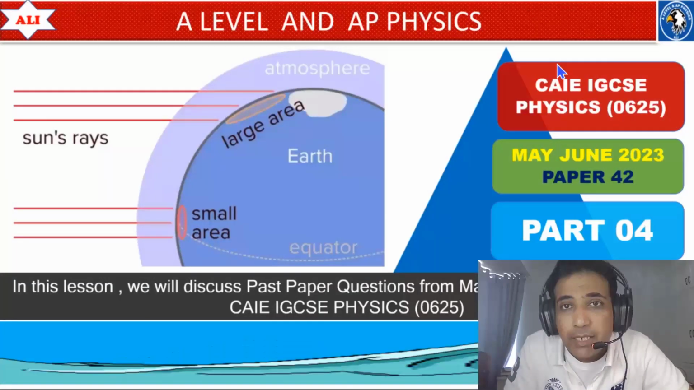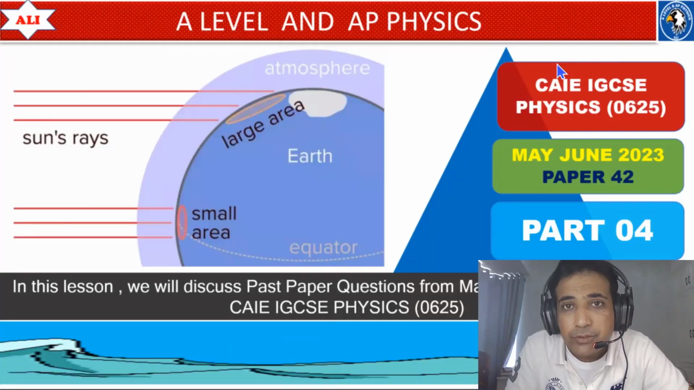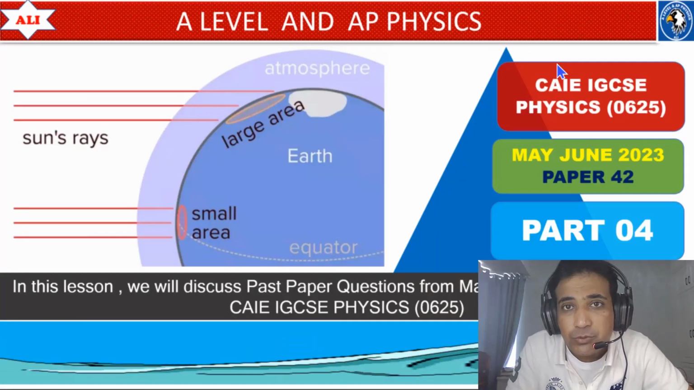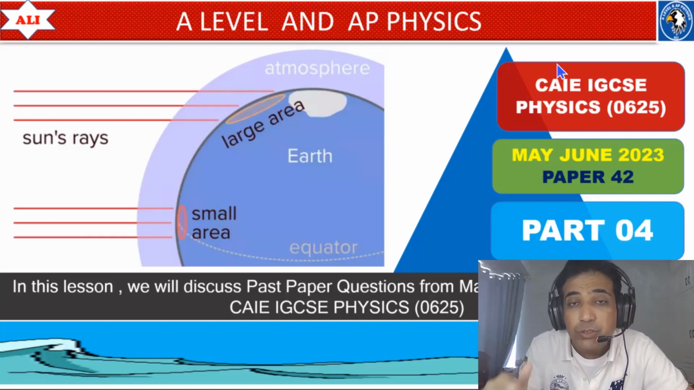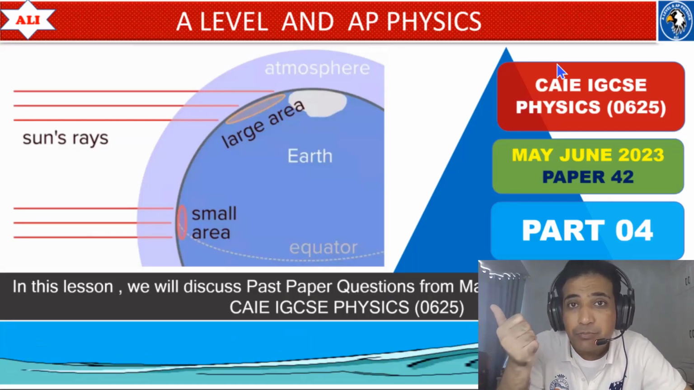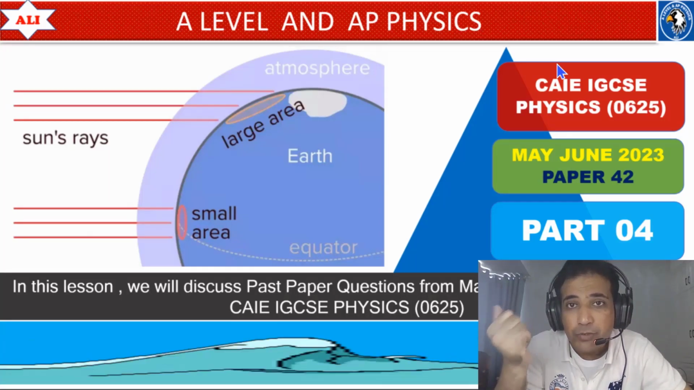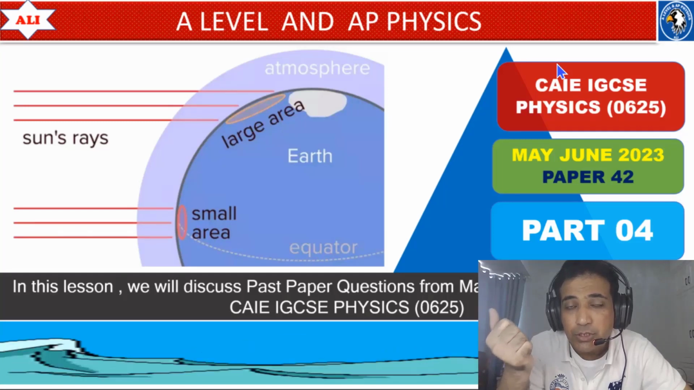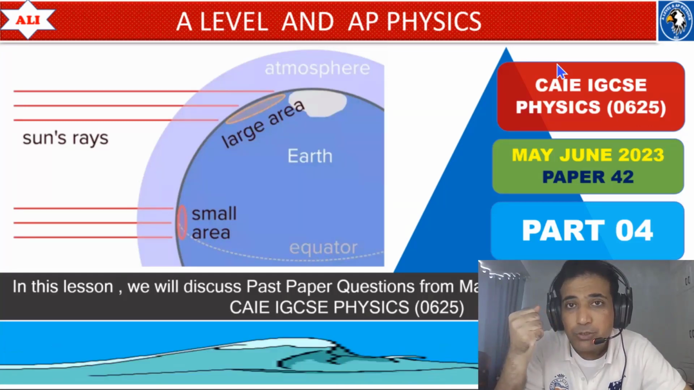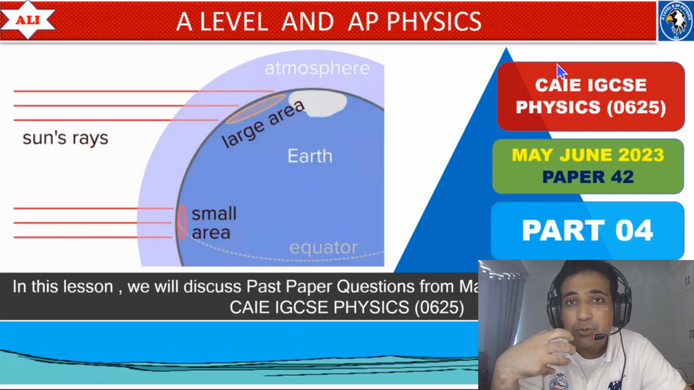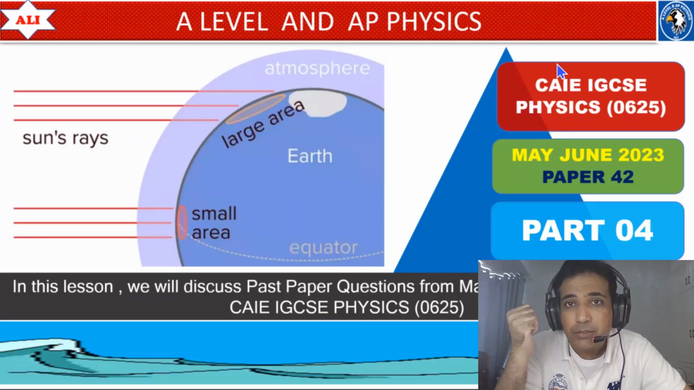Welcome to A-Level and AP Physics. In today's lesson, we will discuss past paper questions from June 2023, paper 4, variant 2. In today's lesson, we will talk about radioactivity, space, and universe. As always, we will discuss these questions in detail so you can improve your conceptual understanding of these topics, and also have better understanding of these questions. Let's study together. Let's improve together.